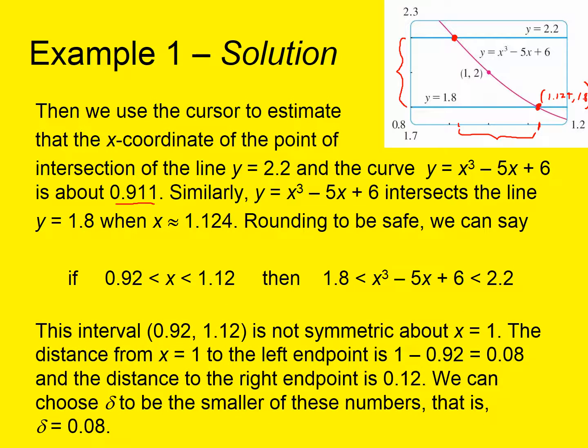This interval, though, is not symmetric about x equals 1. Here's 1 right here. And there's more room to the right of it than there is to the left of it. The distance from x equals 1 to the left endpoint is about 0.08. But to the right, you have about 0.12. And so we're going to pick the smaller number. And that way we know if we're within 0.08 of 1, then the function will be between 1.8 and 2.2.